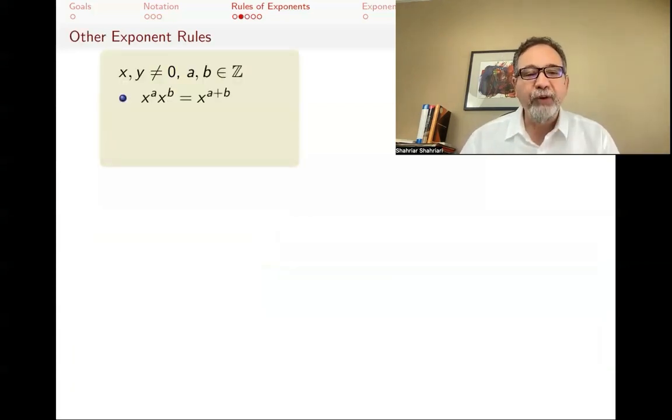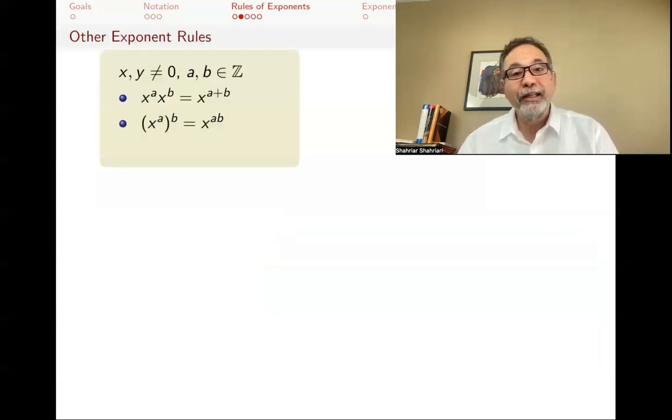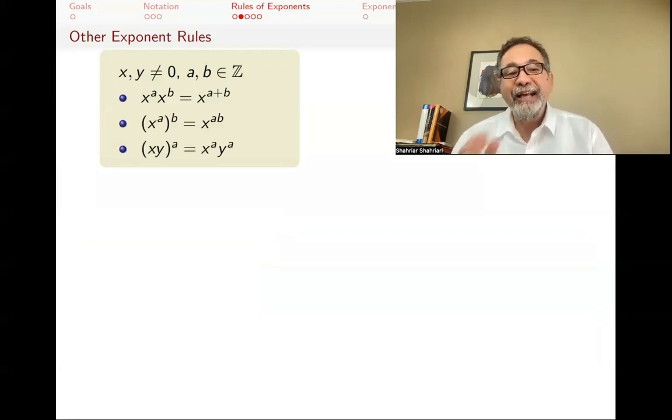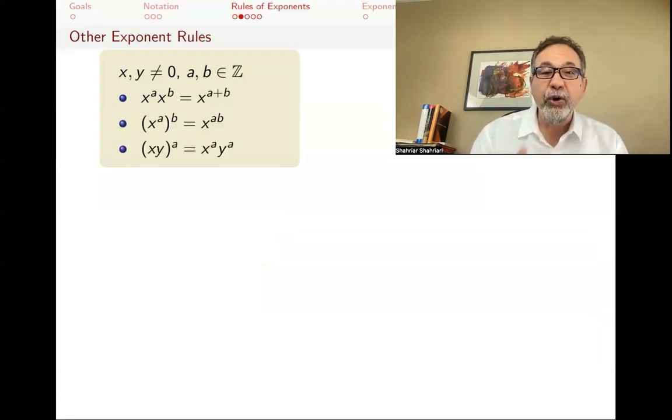The rules that we just saw were that x to the a times x to the b is x to the a plus b, x to the a to the b is x to the ab, and xy to the a is x to the a y to the a. I said that x and y should be non-zero, and a and b can be any integers.